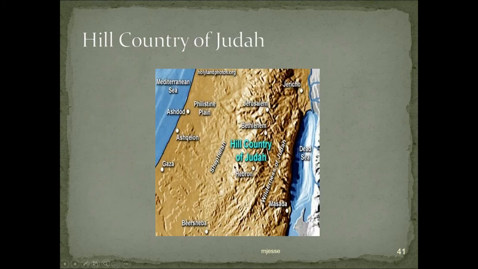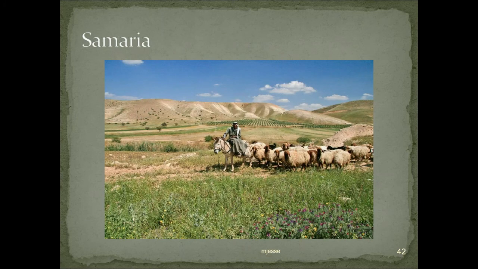So here we've got the hill country of Judah, and right along here we have the wilderness of Judah, and then we have the Shephelah. And you can see this shepherd is managing his flocks, quite green, and in the background, you can see the agriculture going on, harvesting.